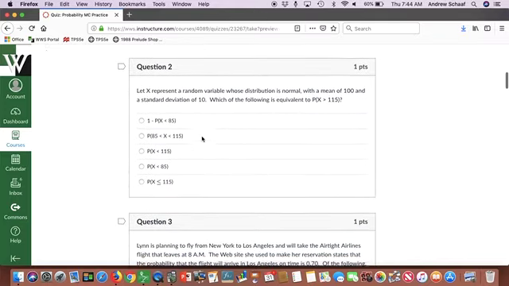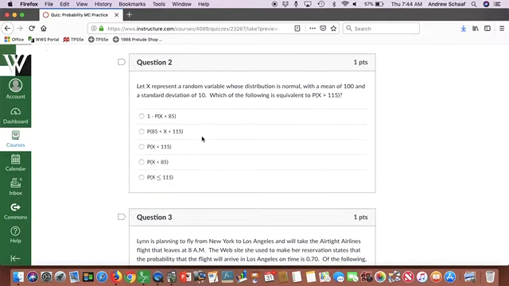Question number 2. This is a good review question because really this isn't a question so much about probability. It's a question about the shape of the normal distribution. Now remember, the normal distribution we can use to find percentages of outcomes, and we can use those percentages of outcomes to represent probabilities. So let's draw a picture of this.